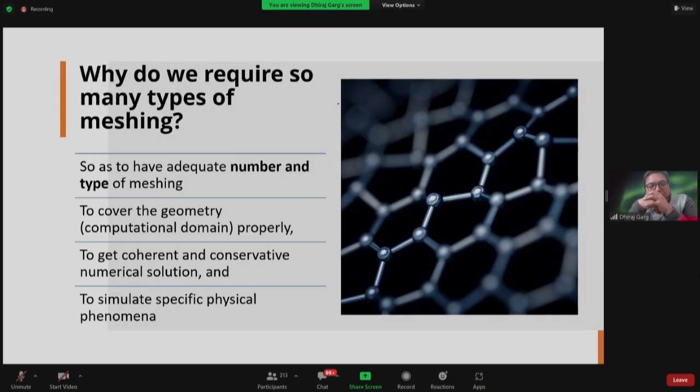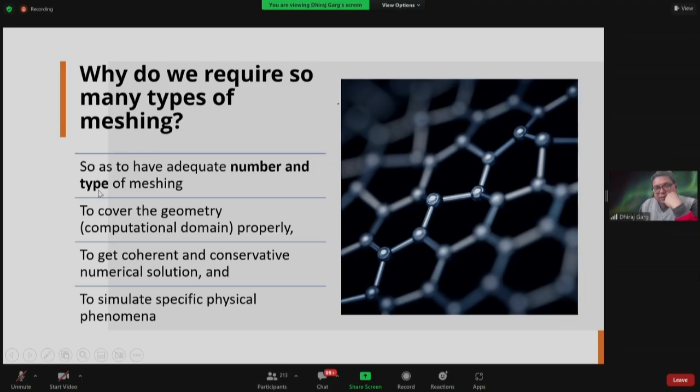So it naturally brings all these things together for us. We have seen so many different types of meshing. So what is the purpose of all this together? And how will you decide which mesh to choose in what case, and what should be the number? First of all, it is to have an adequate number and type of meshing. That is the very basic reason why we have so many different types.